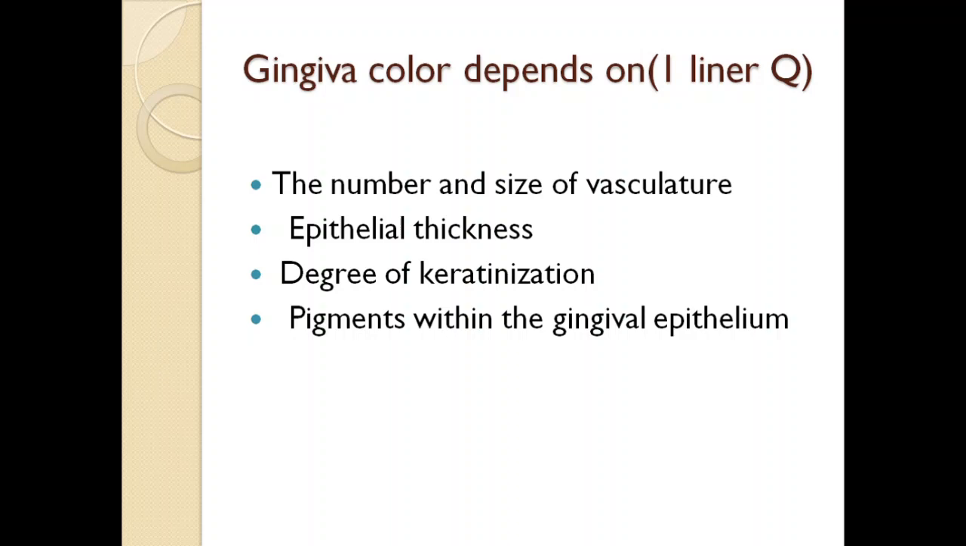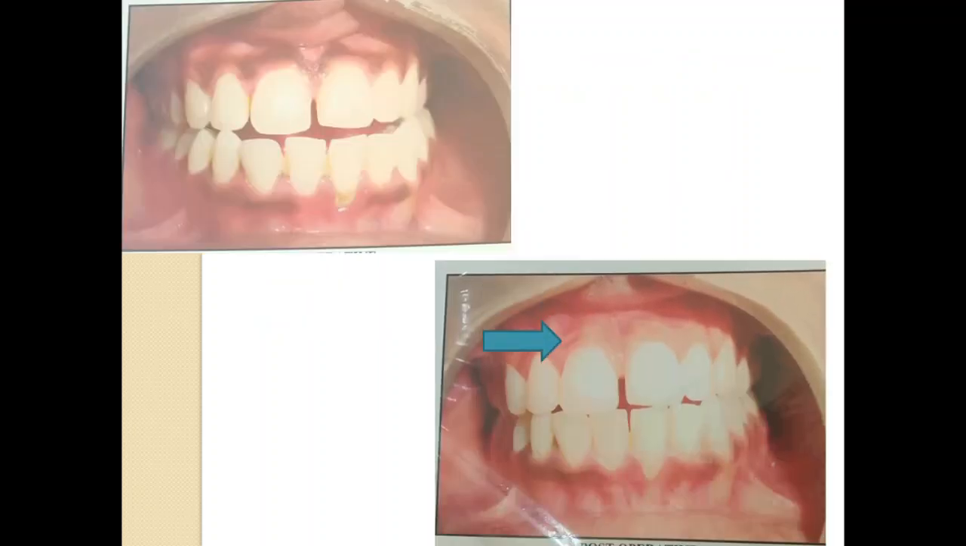Gingiva color depends upon the number and size of vasculature, epithelial thickness, degree of keratinization and pigment within the gingival epithelium. In this picture, we can see melanin in the gingiva, and this is the post-op picture of the same patient in which depigmentation surgery was done in order to get rid of the pigmentation that was there. Thank you.